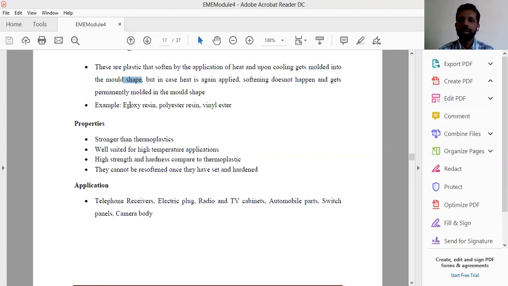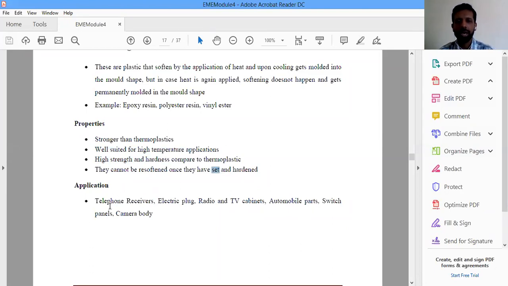Some examples are epoxy resin, polyester resin, and vinyl esters. They are stronger than thermoplastics and well suited for high temperature applications, so in such cases we can use only thermoset plastics, but not thermoplastics. They have high strength and high hardness compared to thermoplastics. They cannot be re-softened once they have been set and hardened. Because of this reason, they are called thermoset polymers. Once it has been set, that's the end of it.